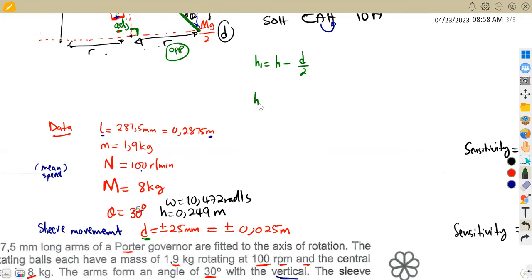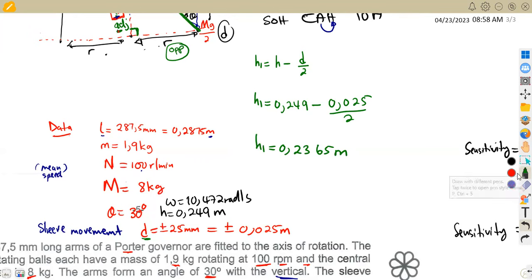So that means H1 is equivalent to H, which is 0.249, minus D over 2, which is 0.025 over 2. So this is going to give you H1. If we simplify properly, we are going to obtain 0.2365, something like that, in meters. Okay, so that's your H1, which is from the same calculation that we did.